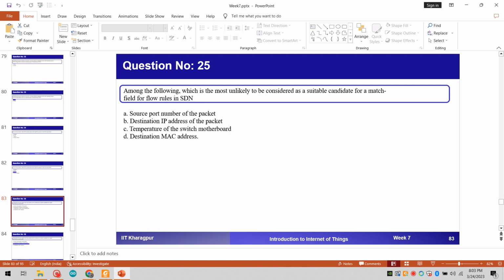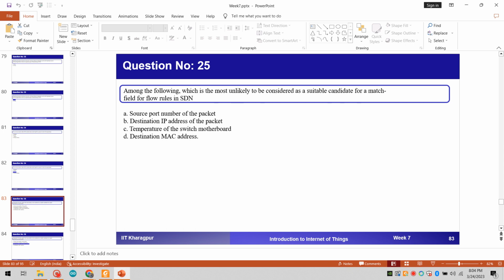Next question is among the following, which is the most unlikely to be considered as a suitable candidate for a match field for flow rules in SDN? Options are source port number of the packet, destination IP address of the packet, temperature of the switch motherboard, destination MAC address. Anyone? C. D.